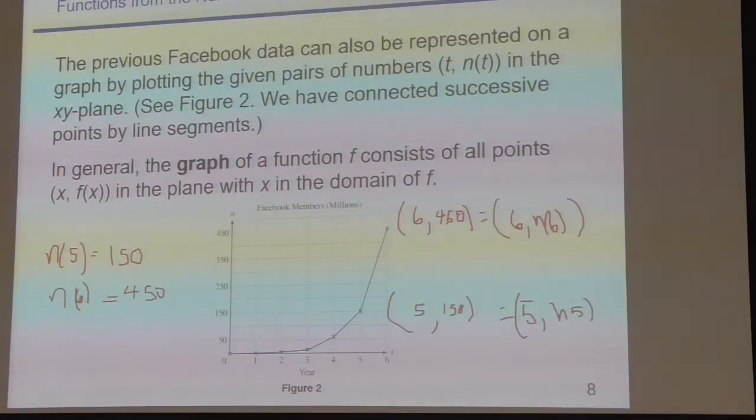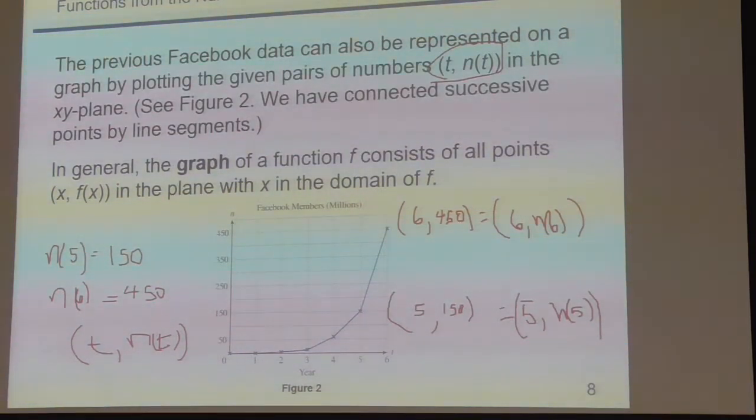Agreed? In fact, every point can be written as (t, N of t). Everyone agree with that? That's convenient, to say that every point on the graph can be written like that. I don't have to specify particular values. Every point looks like that.